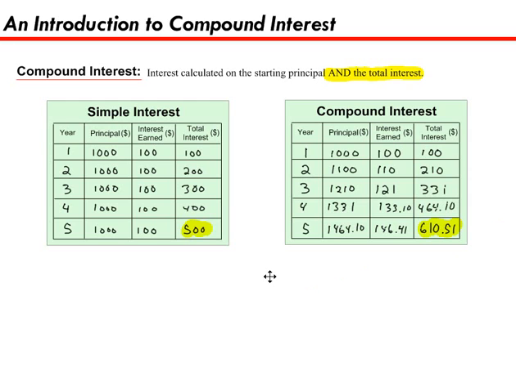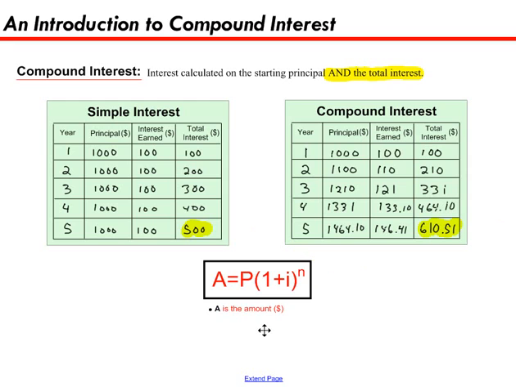The compound interest formula looks like this. Let's go over what the A, P, I, and N are all about. The first variable is called A. It's the amount, and it's in dollars. It's how much money you have in your account when you're finished investing. In this example, we started off with $1,000 and we picked up an additional $610.51. So those two numbers added together are the amount, the total interest plus the principal.